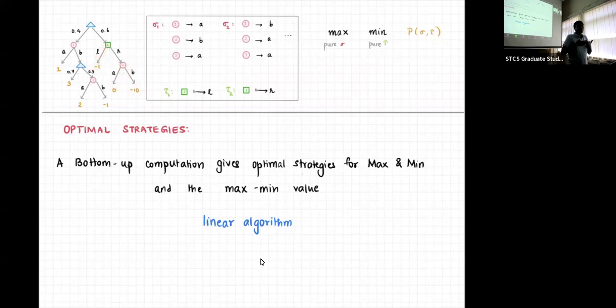Okay. So at every node, you just do a bottom-up, compute values at every node. And depending on whether you're a maximizer or minimizer, you determine what to take. Okay, this is a simple bottom-up linear algorithm.